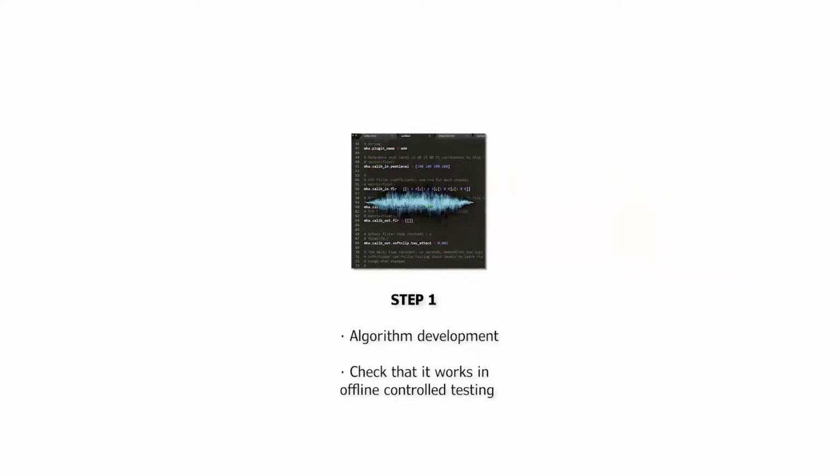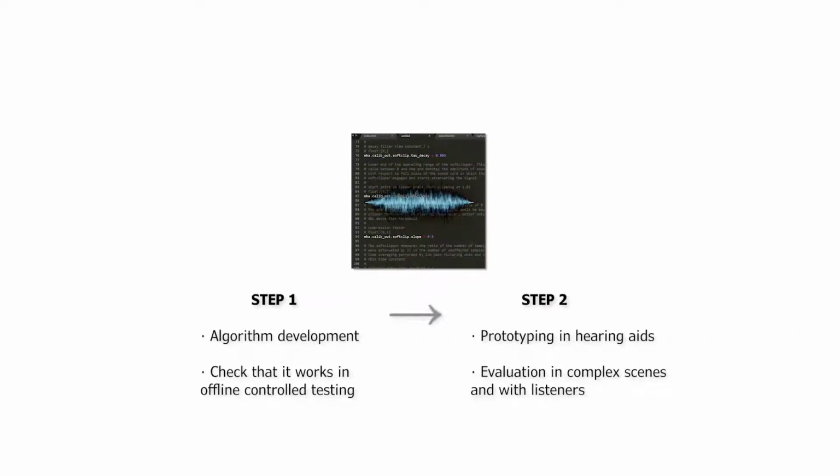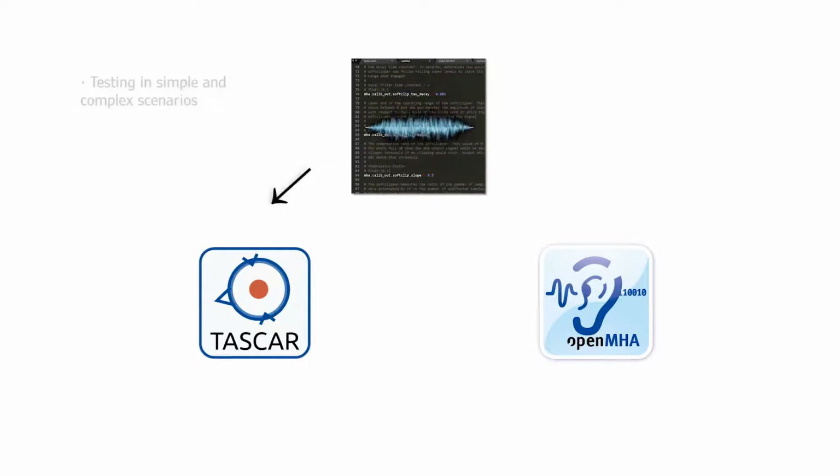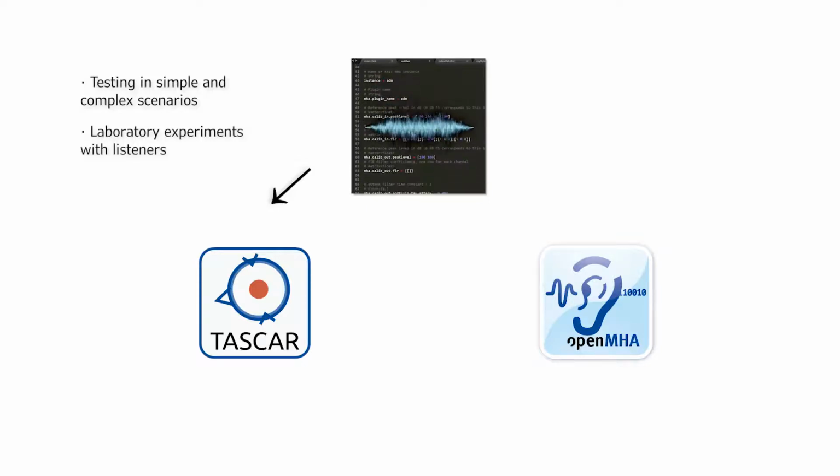Now let's take a look at the possible use case of developing a hearing aid algorithm. After writing the code and offline testing your algorithm, one would move to prototyping and testing your algorithm with listeners. Here comes Tasker and openMHA. With Tasker, one could generate simplistic and complex scenarios where you can test systematically your algorithm with listeners. This would be done in the laboratory.